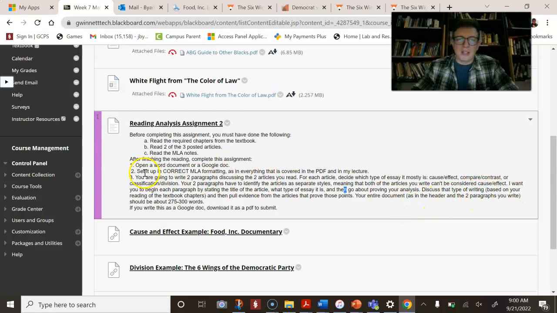Discuss that type of writing based on your reading of the textbook chapters, and then pull evidence from the articles that prove those points. Your entire document, as in the header and the 2 paragraphs you write, should be about 275 to 300 words. If you write this as a Google Doc, download it as a PDF to submit. Most people should upload this document as a PDF. If you wrote it as a Word document, save it as a PDF. If you wrote it as a Google Doc, download it as a PDF, because when you submit a PDF, Blackboard does not change your last name and page numbers, for whatever reason. So it's a good way to safeguard that.